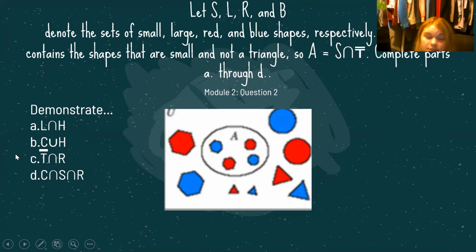In question C, it is asking us to demonstrate bar over T intersection R, which is going to be all the things that aren't triangles but are red shapes. So those would be the hexagons and the circles and all the red shapes that are not triangles.